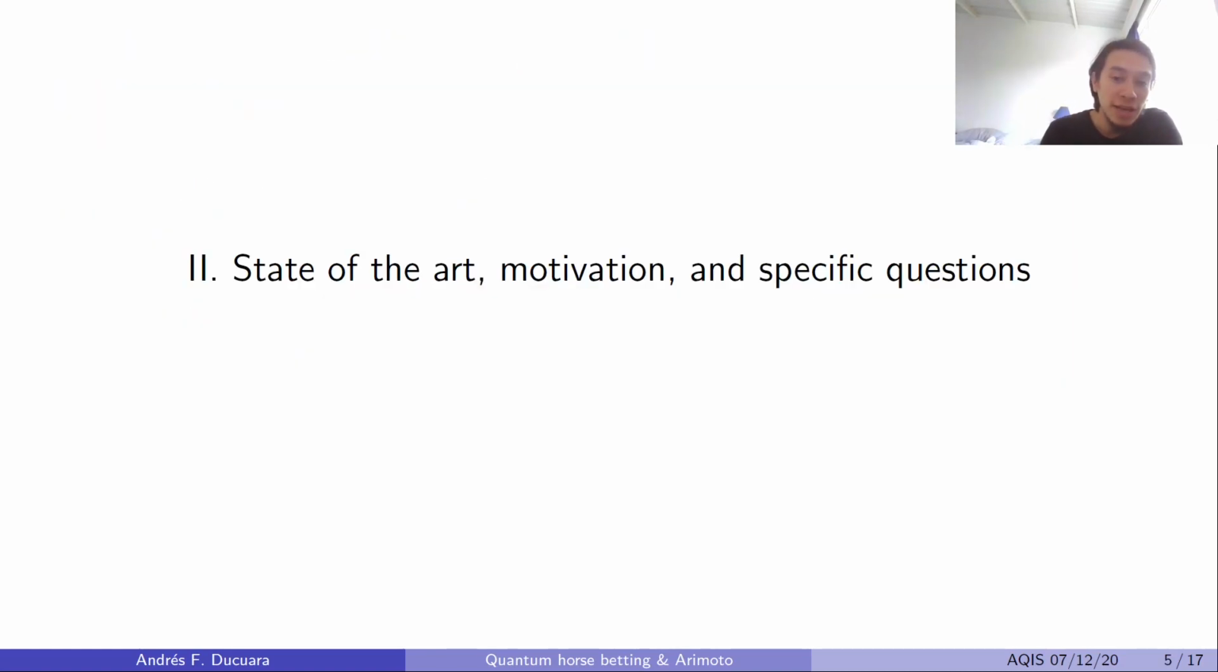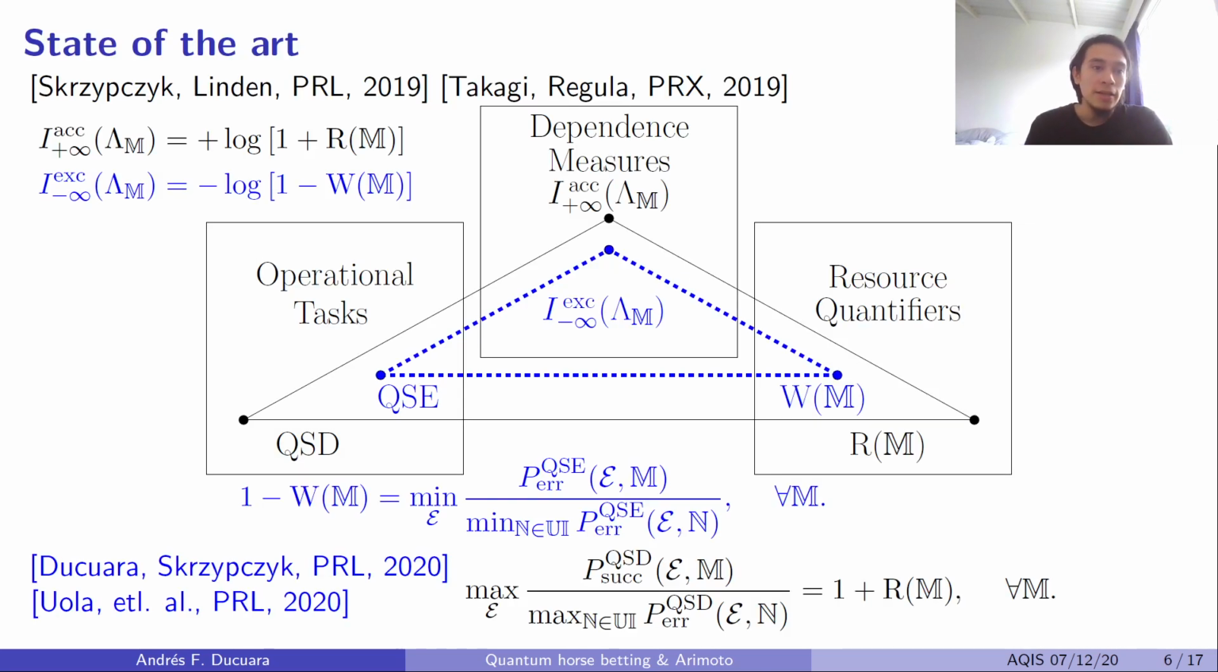Right, moving on to the motivation and the specific questions that we wanted to solve. Here we have some results from last year and this year, which is basically a three-way correspondence between operational tasks, resource quantifiers, and dependence measures or information theoretic related measures.